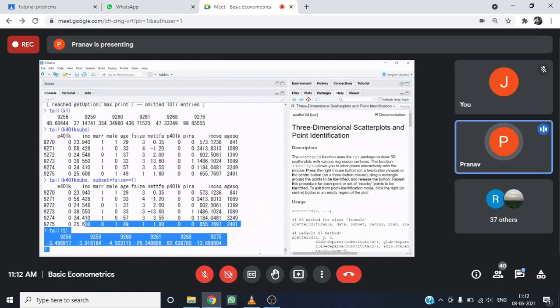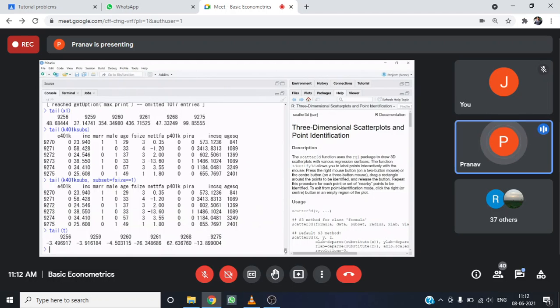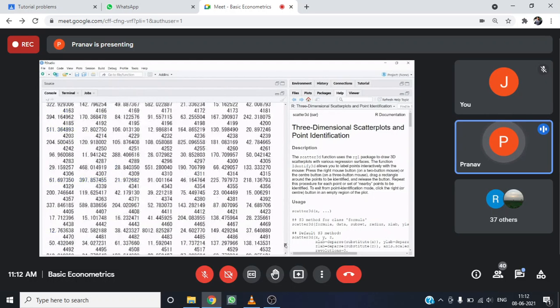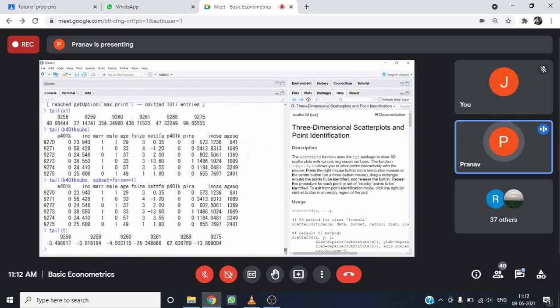Okay, for the sake of timing, we'll keep this portion on hold so that we don't miss out on other things. I'll rework this data set after the class gets over, and then I'll send it to you.